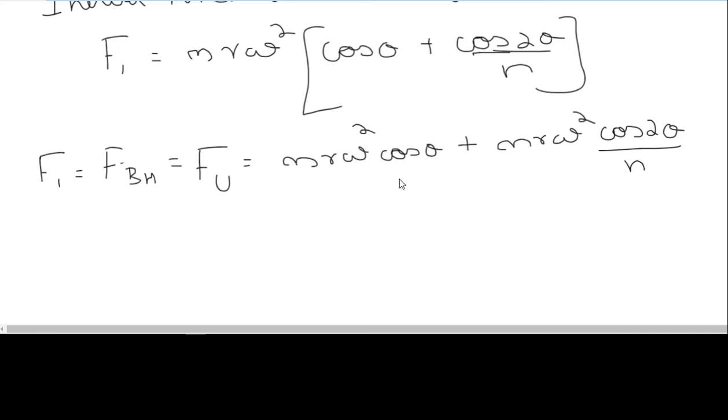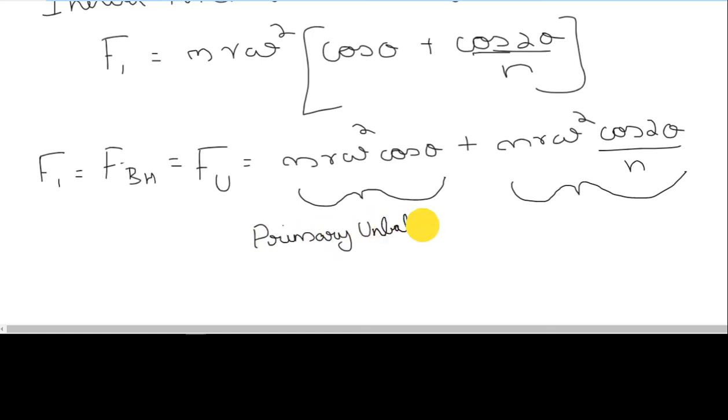In this, there are two components of the unbalanced force. One is mr omega square cos theta, and another one is mr omega square cos 2 theta whole divided by n. These are the two components, and we call them the primary unbalanced force and the secondary unbalanced force. So mr omega square cos theta is known as the primary unbalanced force, and this is known as the secondary unbalanced force, which is mr omega square cos 2 theta by n.